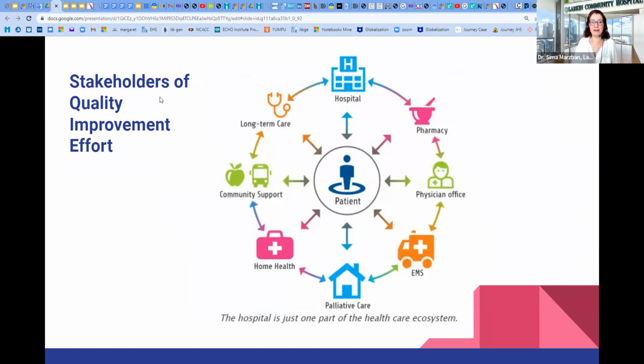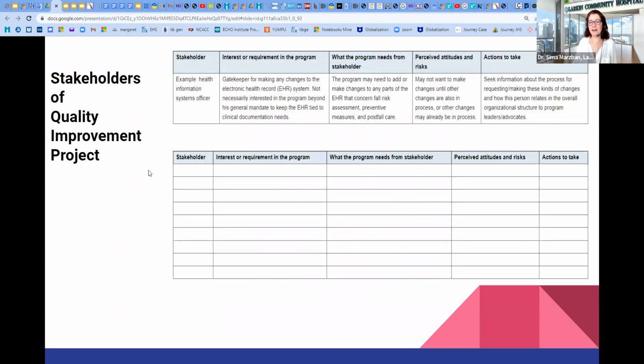Let us see who the stakeholders are. Stakeholders of a quality improvement project can be a part of hospital, long-term care, community support, home health, palliative care, EMS, physician office. But consider that inside the hospital, there are different roles. You can mention those people. Keep this big picture in your mind, but for your project, you should identify who the stakeholders are. And this is the tool that you can use to document the stakeholders, a tool for stakeholder documentation for a quality improvement project.